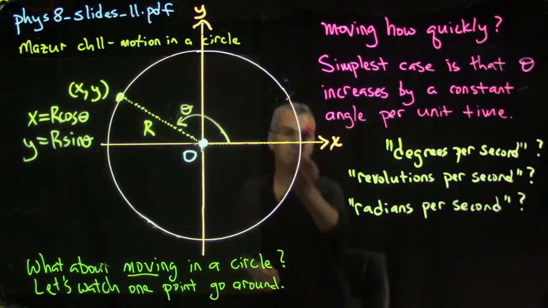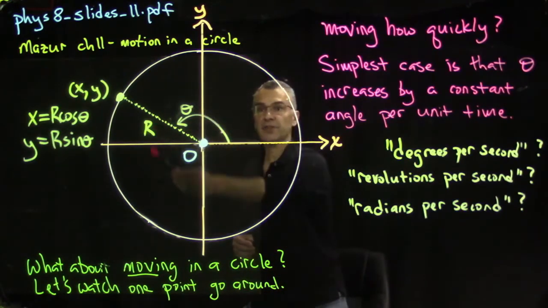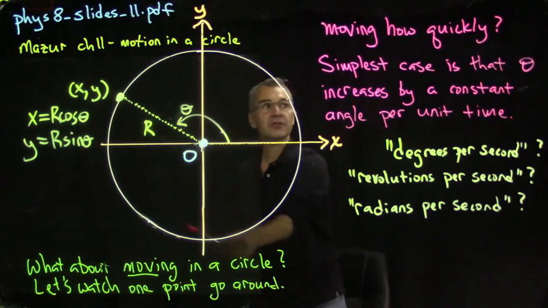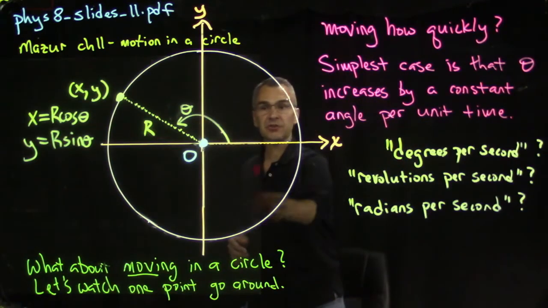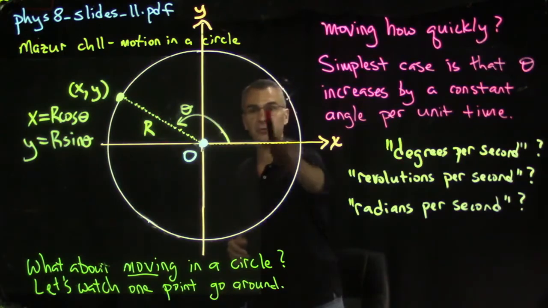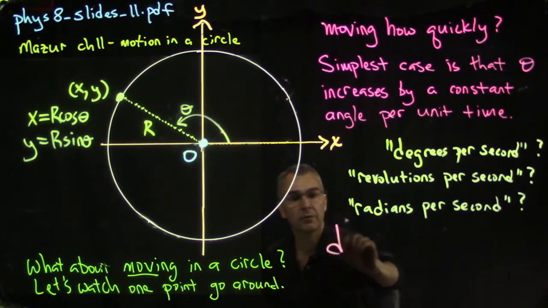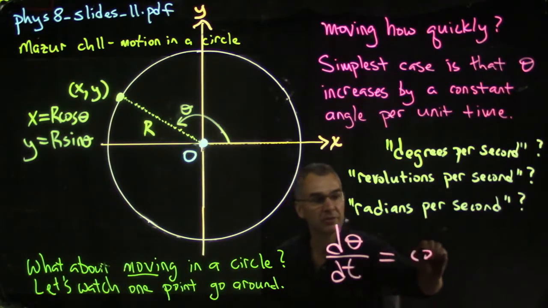So if we're moving around in a circle, the natural question to ask after we've talked about what circle we're moving in is how quickly are we moving around the circle? The simplest case to consider is that this angle theta increases by some constant amount per unit time. So the angle theta increases by a constant delta theta in every unit of time delta t. We want the rate of change of theta with respect to time to be some constant.